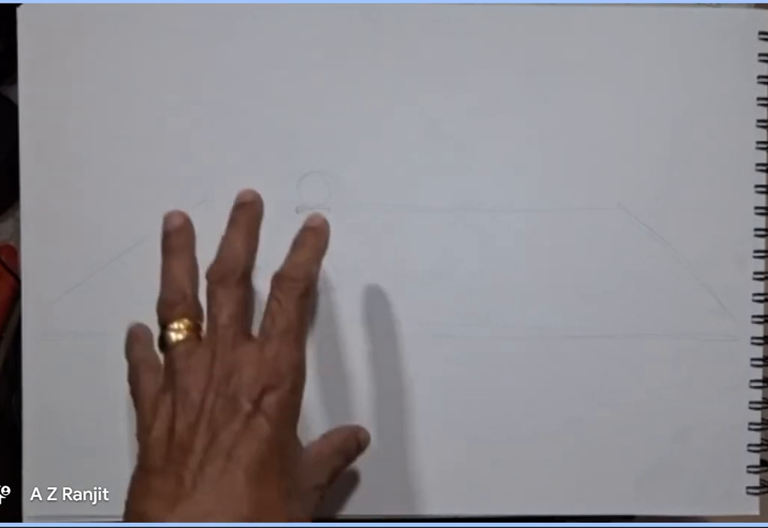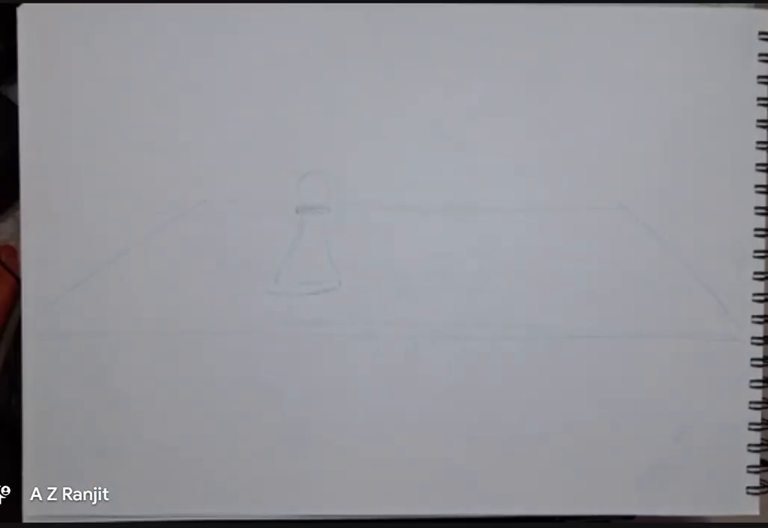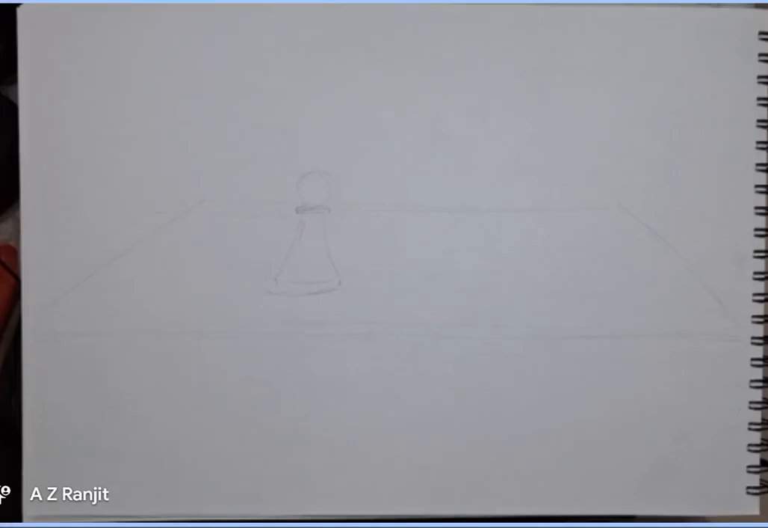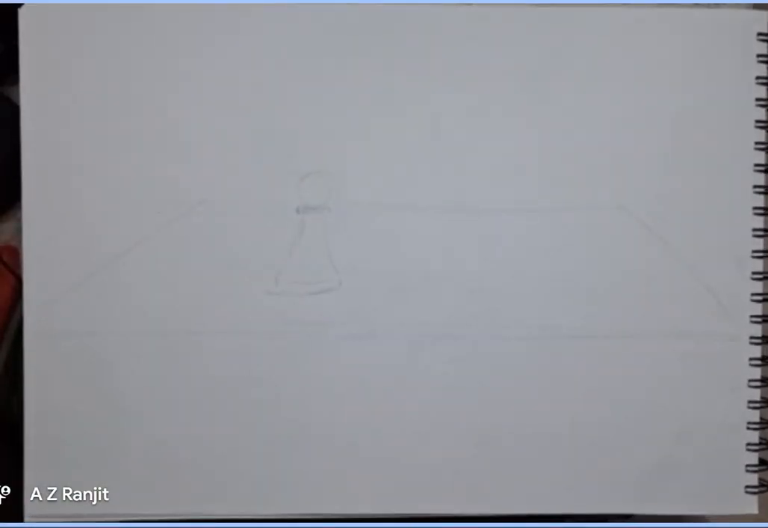We are going to draw this using the sun as the light. What time do you want to do this? Just an afternoon time, sir. What time? Take 12 o'clock, sir. 12 o'clock light will be there, no problem for me.